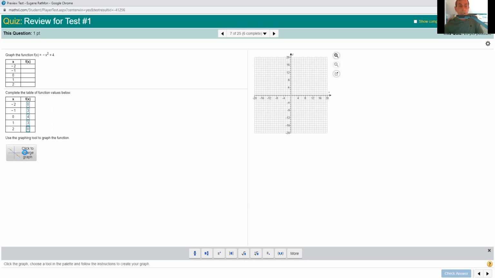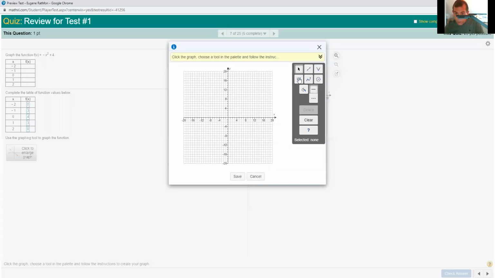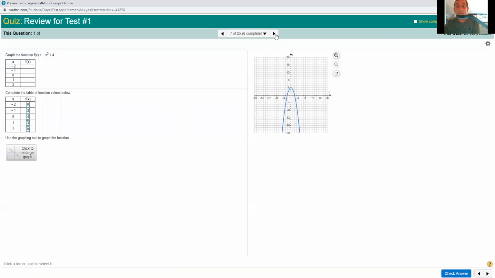Now we click the graph. So quadratic, we used the quadratic tool. First point has to be the 0, 4. And then I'm going to do my 1, 3. And then I'll do negative 1, 3. And then click that, save, and move on.